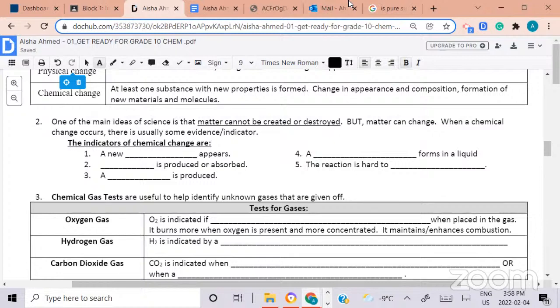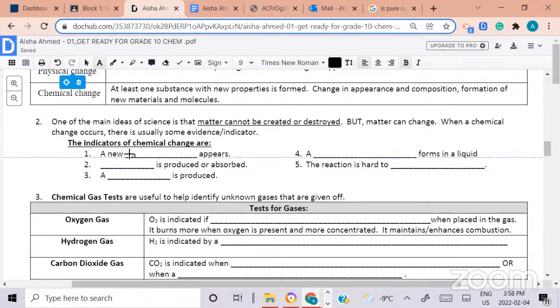One of the main ideas of science is that matter cannot be created or destroyed, but matter can change. When a chemical change occurs, there's usually some evidence or indicator. They didn't give us any words here, but I'll just tell you what I know and then we can double check. Also, the textbook would have had all the answers, but we're still gonna do this. So the indicators of a chemical change are a new color appears.